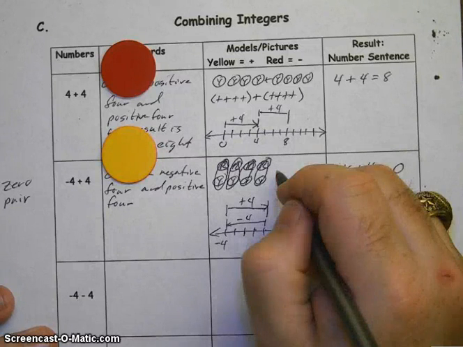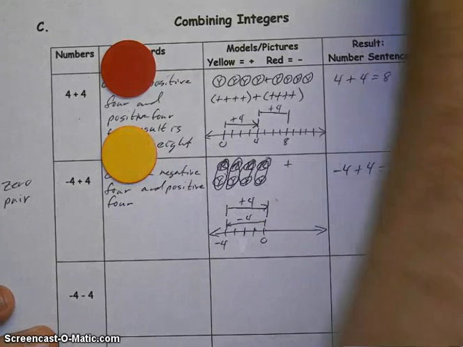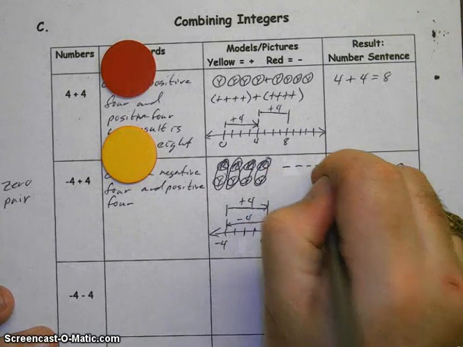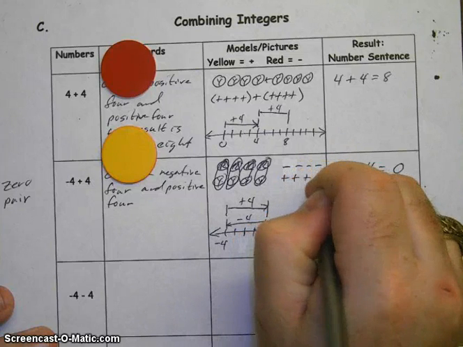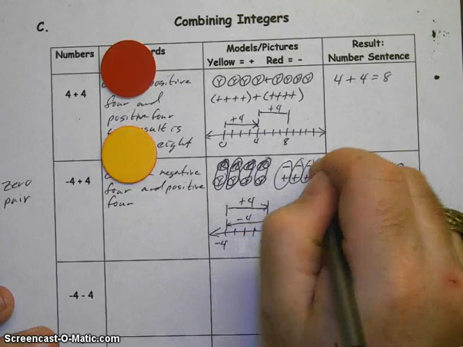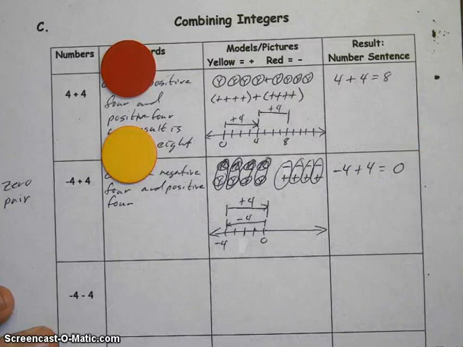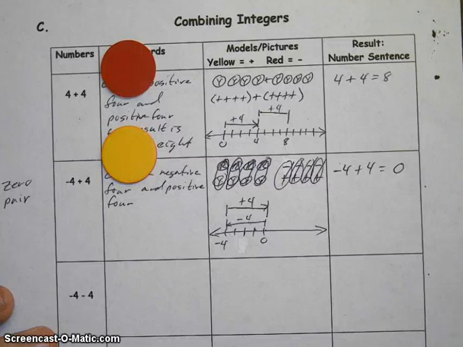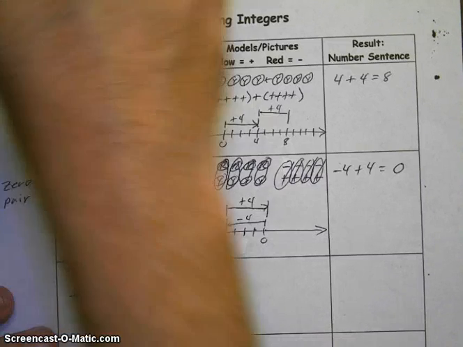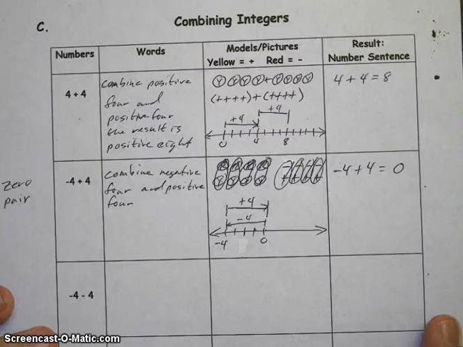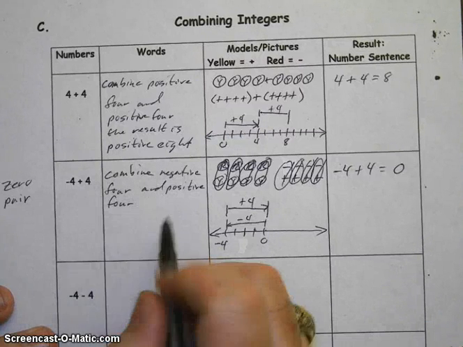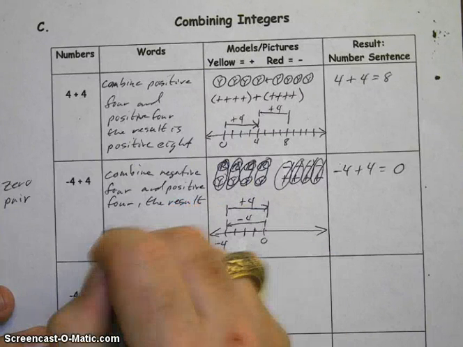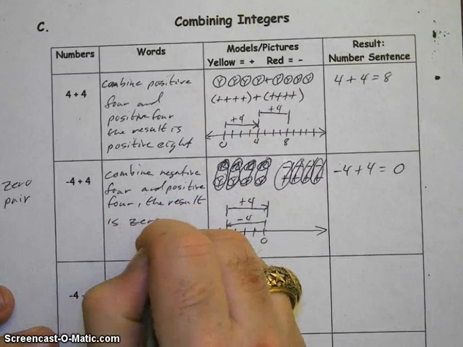Okay, another way to look at that, if you put a negative and a positive, I do the 4 negatives and then 4 positives. Again, a positive and negative together makes a zero pair. Those are all zeros. They basically equal 0, so they're gone. So negative 4 and positive 4 is 0. Okay, so combine negative 4 and positive 4. The result is 0.